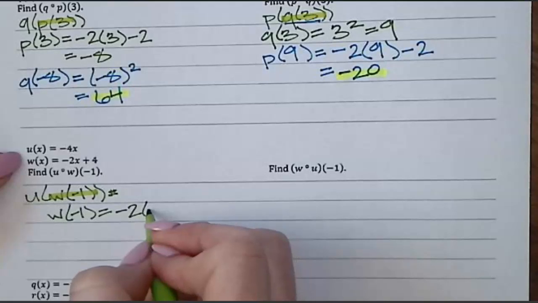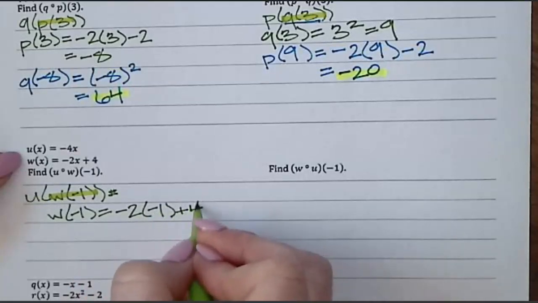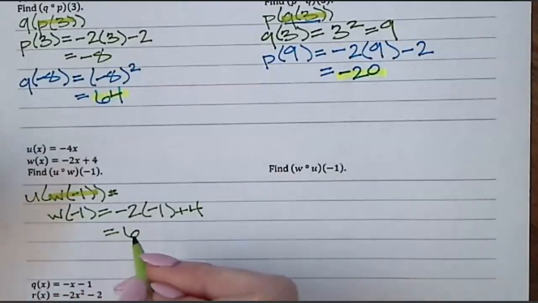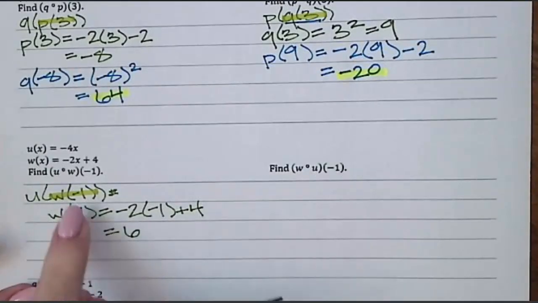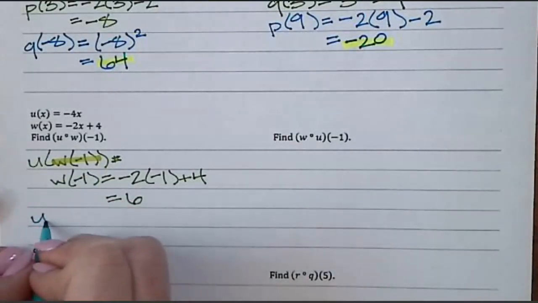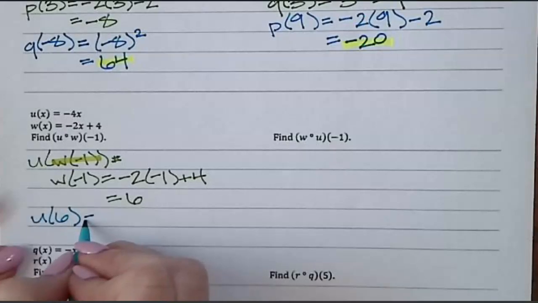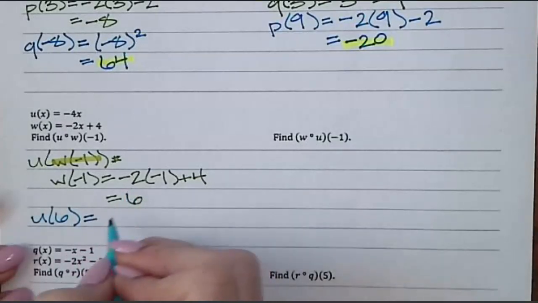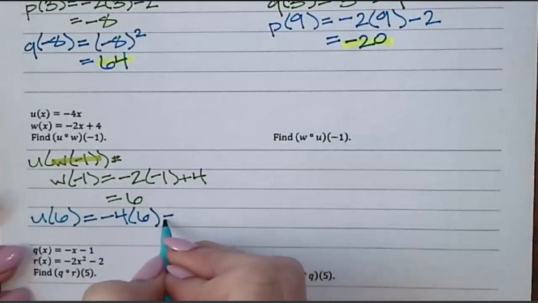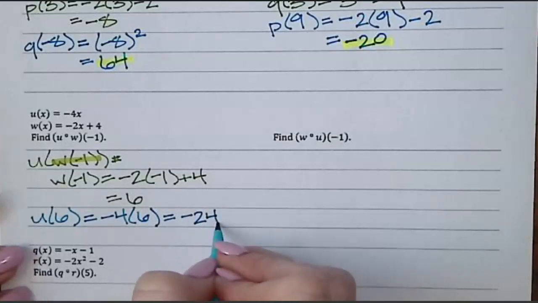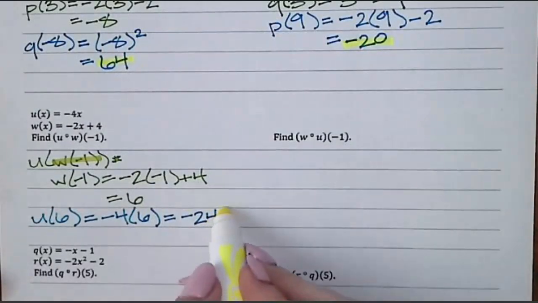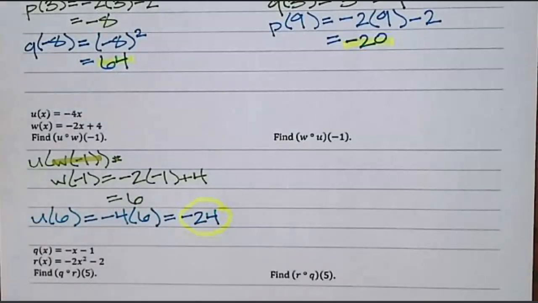Is negative 2 times negative 1 plus 4. Negative 2 times negative 1 is positive 2 plus 4 is 6. Now I'm going to replace the W of negative 1 with its value, which is 6. So I'm looking for U of 6, which means I go into U and replace all the x's with a 6. So negative 4 times 6 is negative 24. So my value for U of W of negative 1 is negative 24. That's my answer.